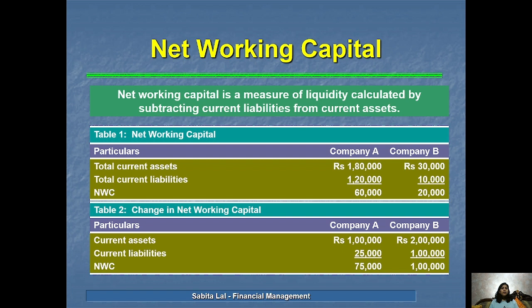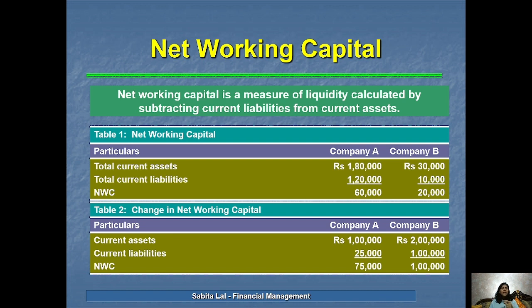Net working capital. Working capital is your current asset over current liability, current asset minus current liability. So net working capital is a measure of liquidity calculated by subtracting current liability from current asset. So to calculate net working capital, we should know the total current asset, for example, for two companies, company A and company B.